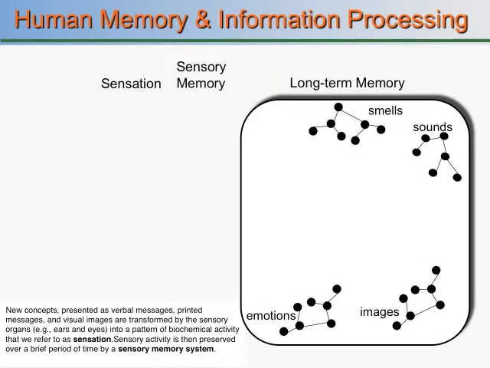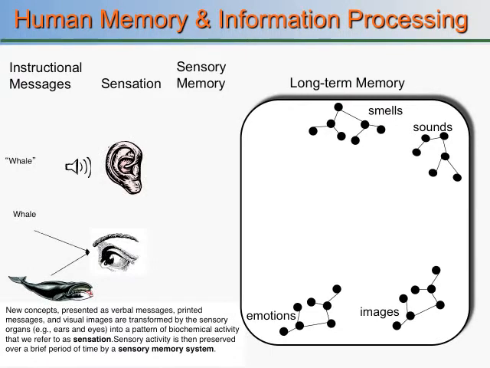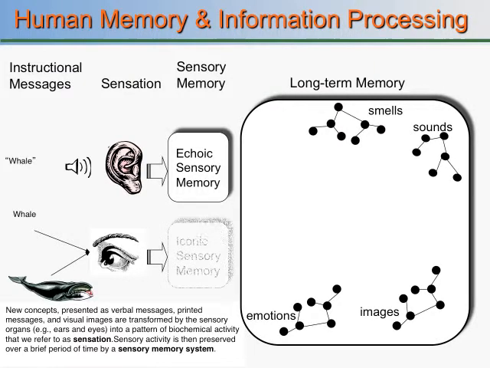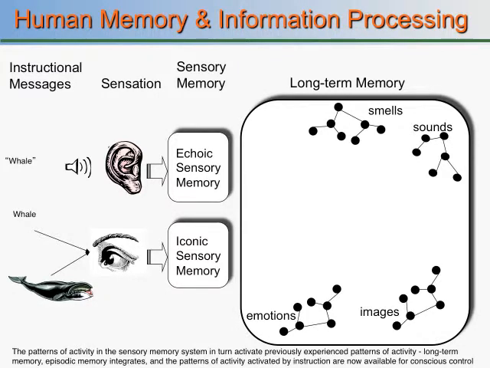These are all the different types of information. New concepts presented as verbal messages, printed messages, and visual images are transformed by the sensory organs, the ears and eyes, into a pattern of biochemical activity that we refer to as sensation. Sensory activity is then preserved over a brief period of time by a sensory memory system. The patterns of activity in the sensory memory system in turn activate previously experienced patterns of activity.